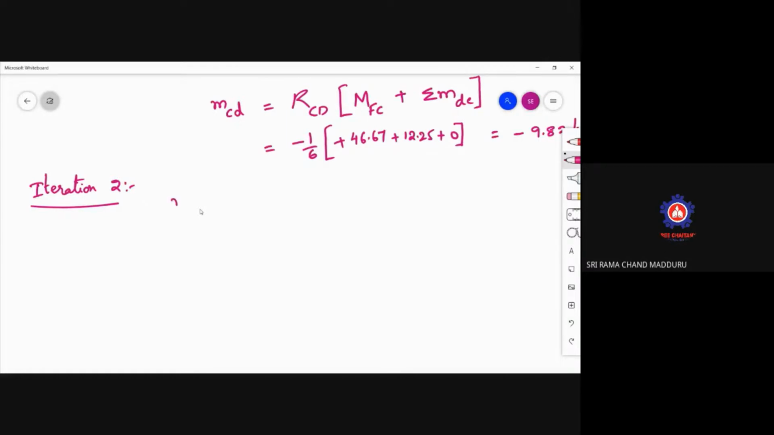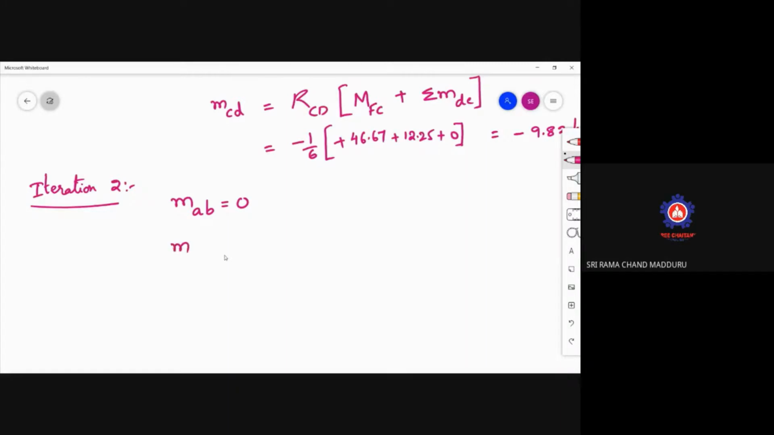I am writing MAB is equal to 0 only. Why is it 0? It is a fixed one where the rotation is not allowed, so the rotational moment will become 0. Why I am writing 0 is because theta A is 0 for the fixed one. So the corresponding rotational moment will also become 0.